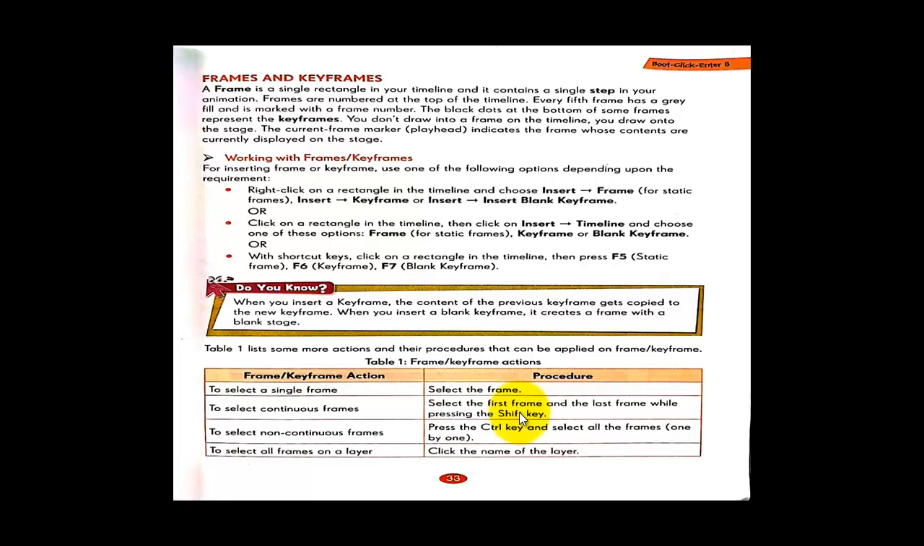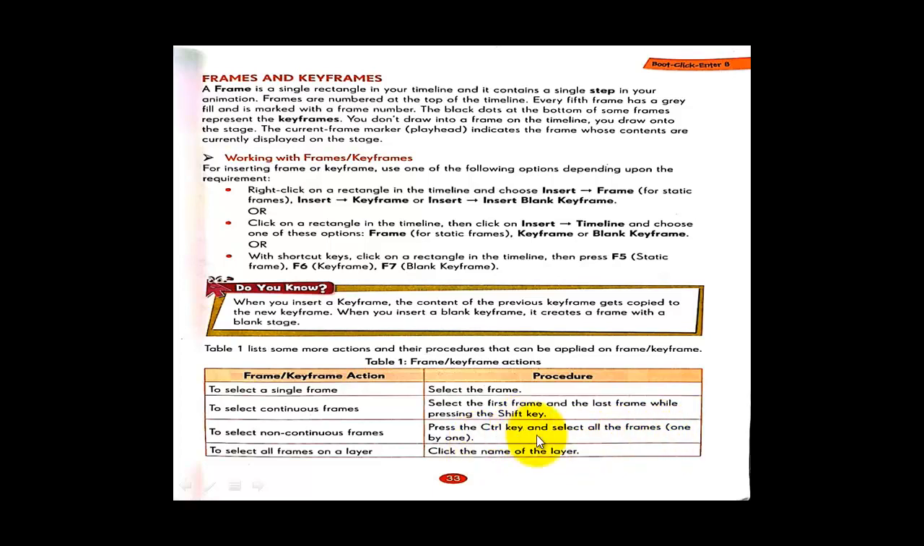We should listen to this very clearly. Select the first frame, and before selecting the last frame, press the Shift key, and while pressing it, select the last frame. By doing this, you can select continuous frames. To select non-continuous frames, press the Control key on the keyboard, then select the frames one by one.